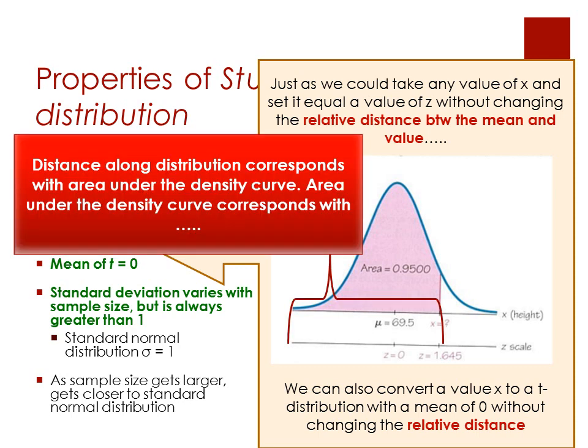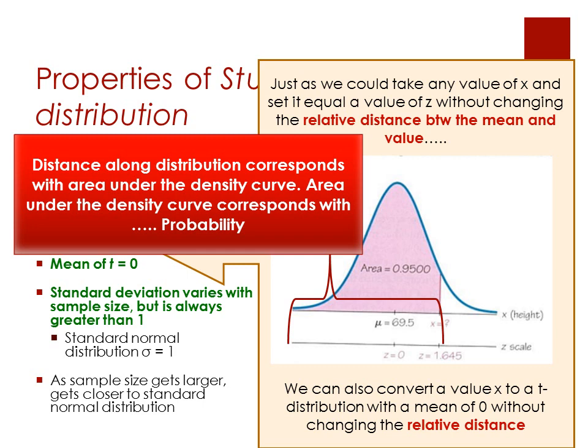Keep in mind that the distance along the distribution is what corresponds to the area under the density curve, right? So notice whether I have my x value or my corresponding z value, the area under the density curve is the same for both of them, whether it's on the measurement scale or the z scale. And of course, that's what we really care about, because the area under the density curve is what corresponds with our probability. Okay, so it's the area under the density curve that we're focused on, and that has to do with the relative distance between the mean and any one value. Okay, so again, this is a core concept.